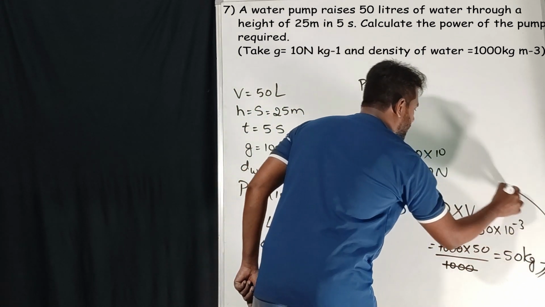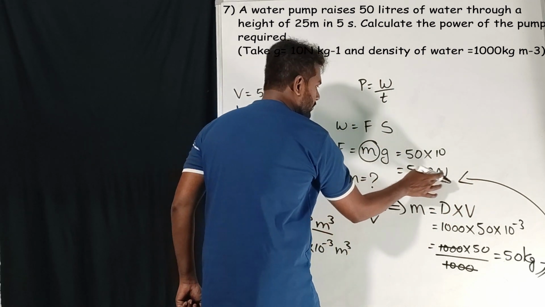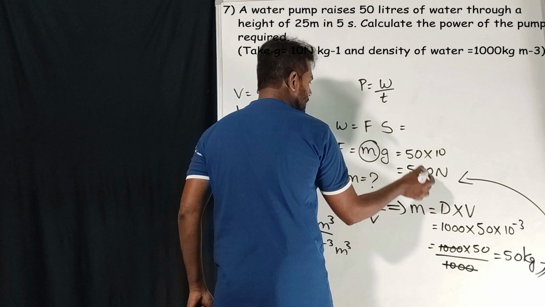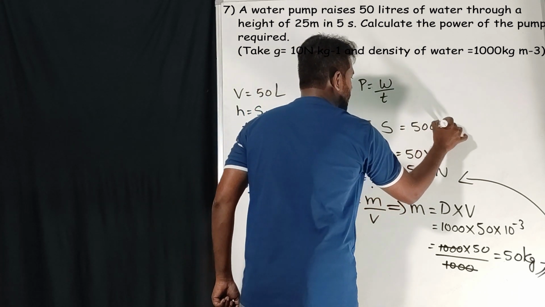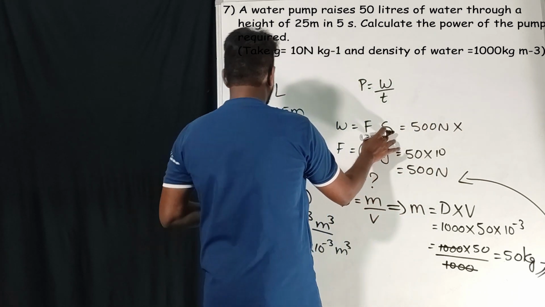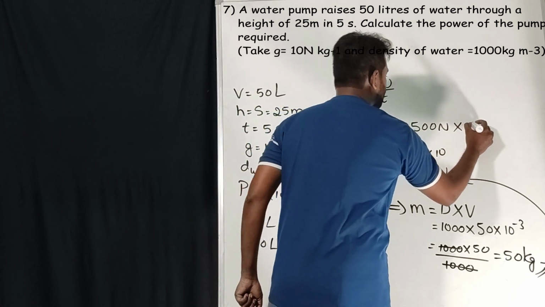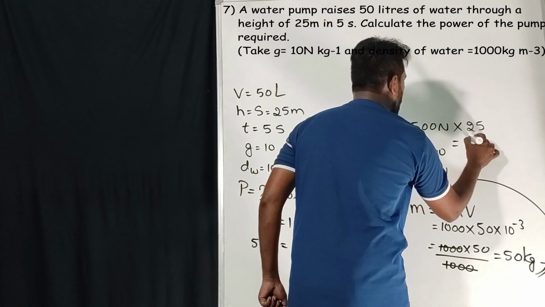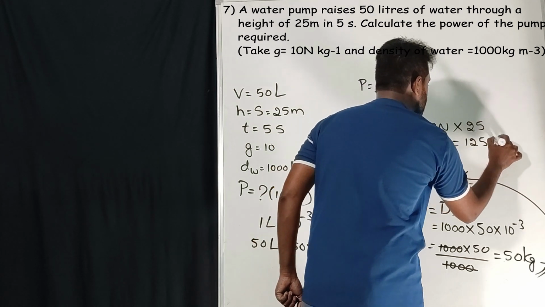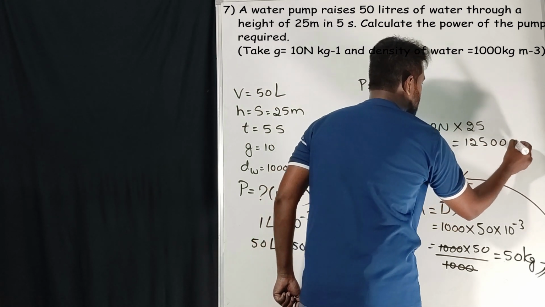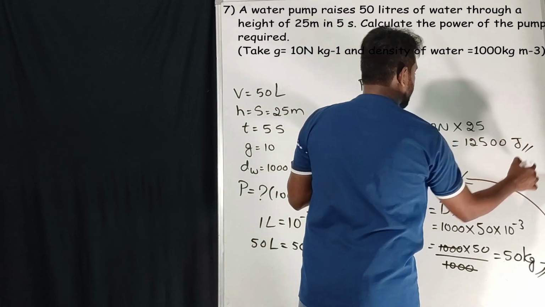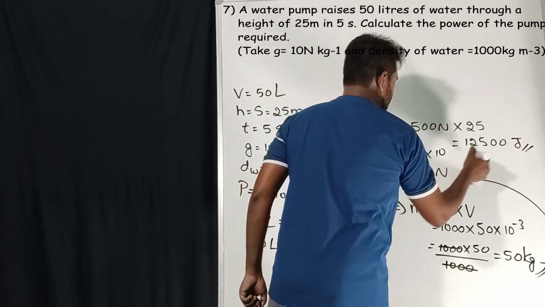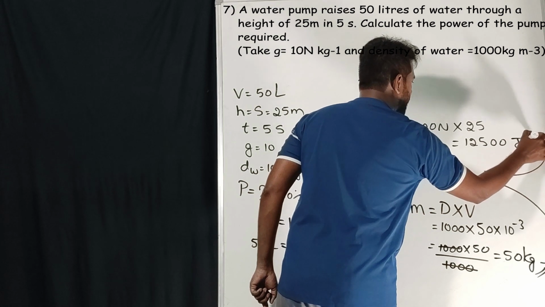So from here we got it here. Now from here we are going here. So we got the value of F, that is 500 Newton into S. What is the value of S? 25. 25 5s are 125. How many zeros? 2 zeros. 12500 joules. We are finding the value of work done, right? So joules. So from here we got it here, correct?